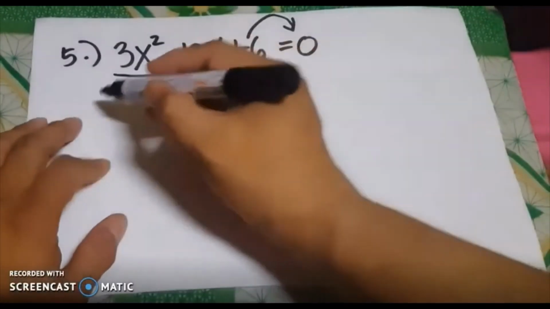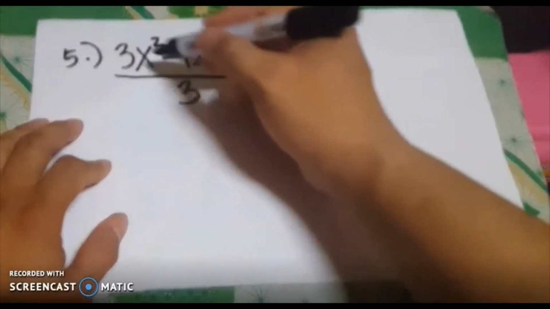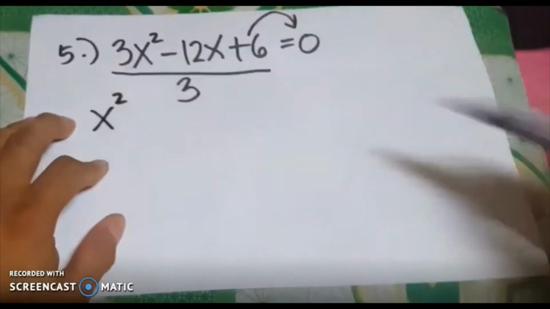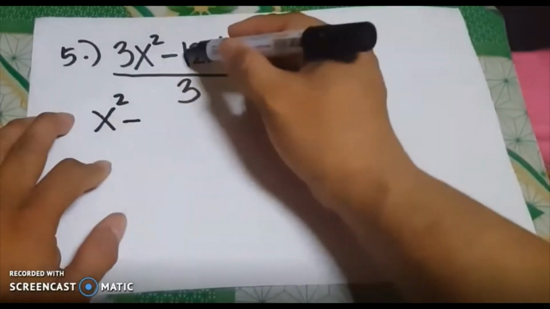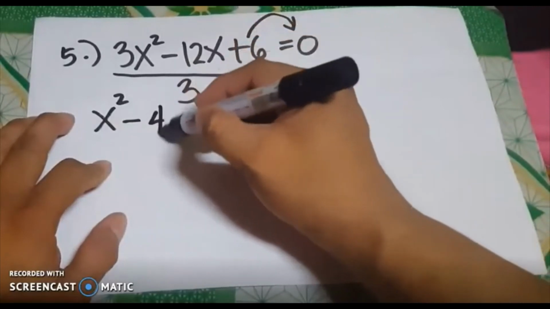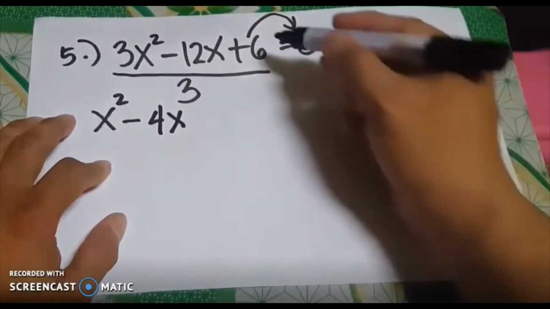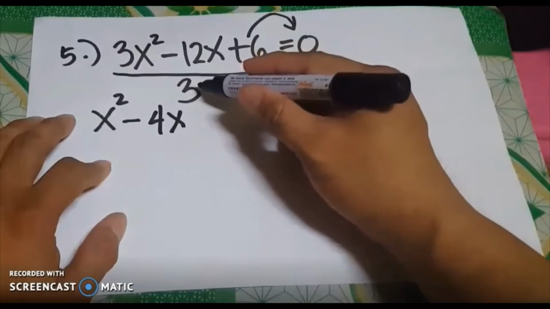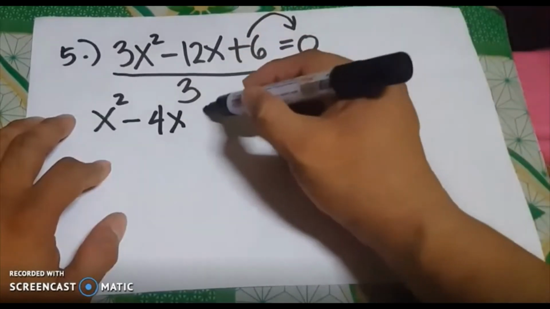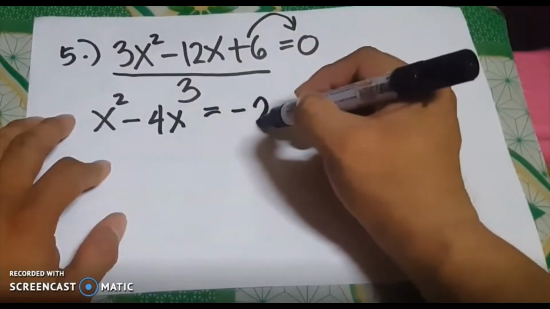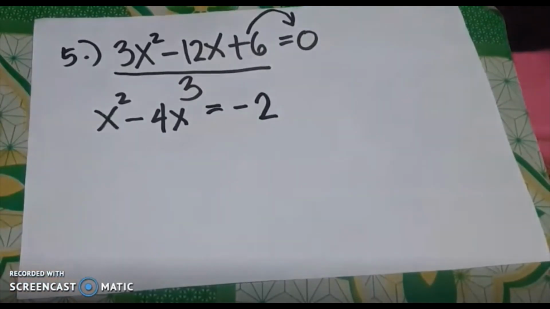So in that case, magiging 3 divided by 3 is 1, magiging x squared na lang to. Then minus 12 divided by 3, that would be 4. Then copy x. Then 6 divided by 3, that would be 2. So since ililipat natin siya sa kabila, that will become negative 2. Kasunod tayo.